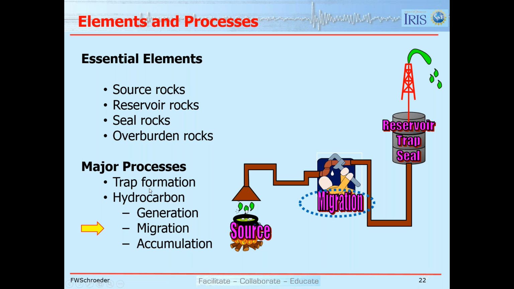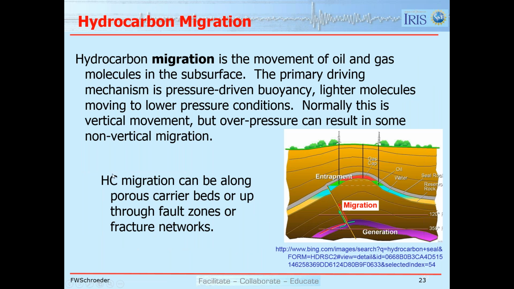So let's move on to hydrocarbon migration. Hydrocarbon migration is the movement of oil and gas molecules in the subsurface. The primary driving mechanism is pressure-driven buoyancy. Lighter molecules move to lower pressure conditions. Normally, this is a vertical movement, but if we are in areas where part of the section is overpressured, we can have some non-vertical migration.